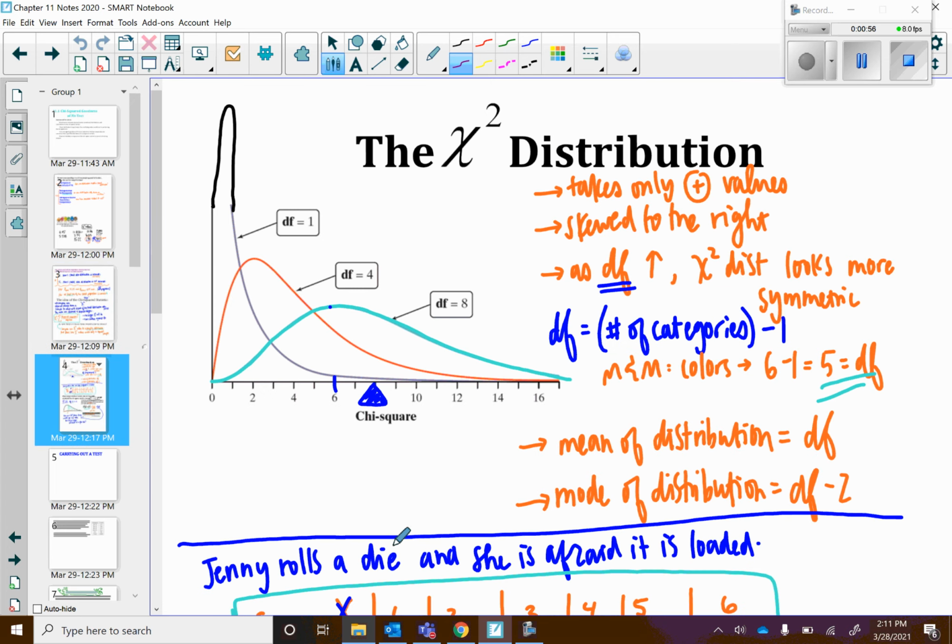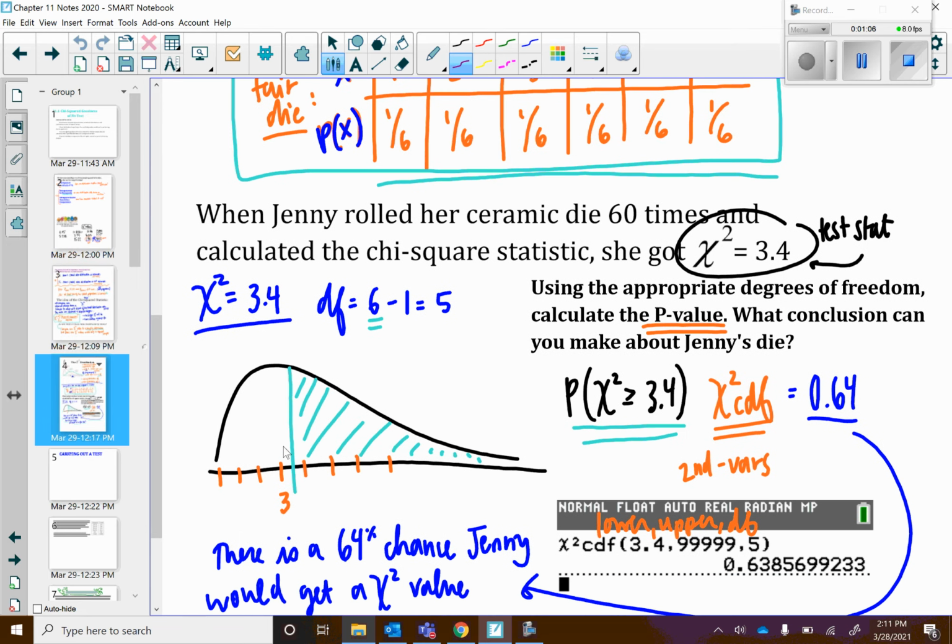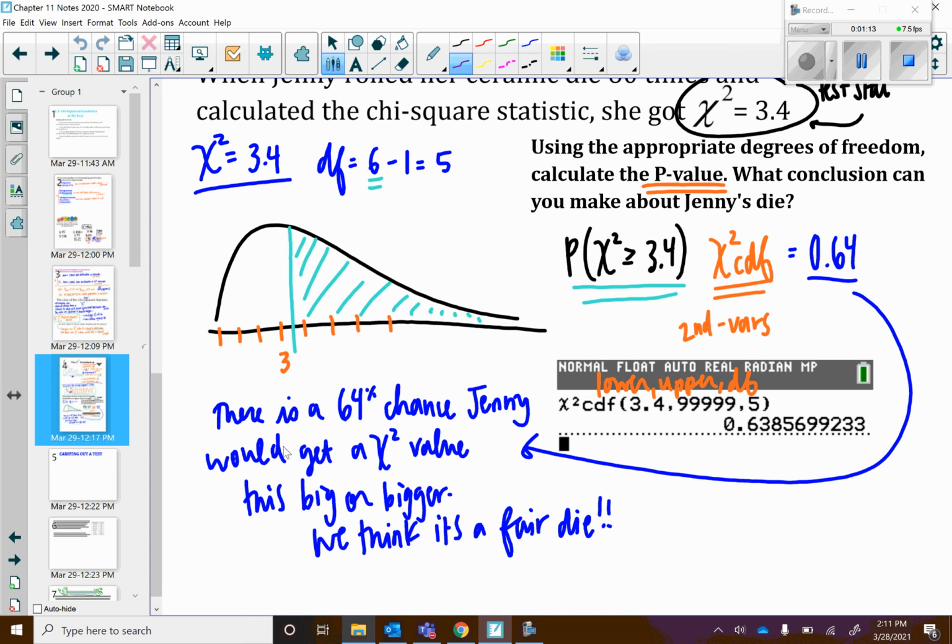We looked at our chi-squared distribution, which is a distribution that is skewed to the right, has a degree of freedom equal to the number of categories minus 1. And then we looked at one example about a loaded or not loaded die. And we calculated a p-value, probability of our statistic happening, and talked about how it wasn't very unlikely that this would happen because there was a 64% chance of it happening. Thus, probably she has a fair die.